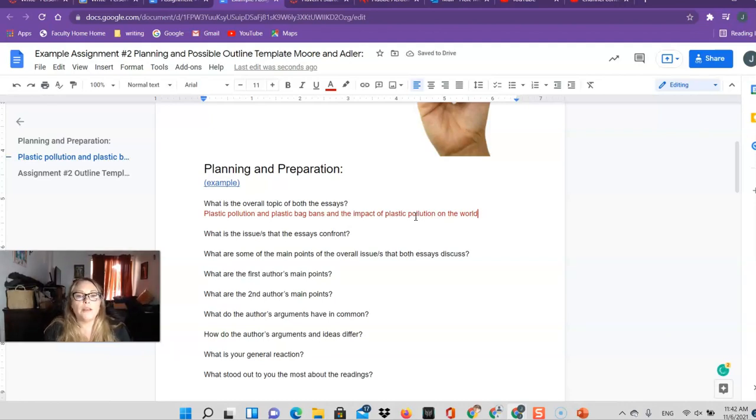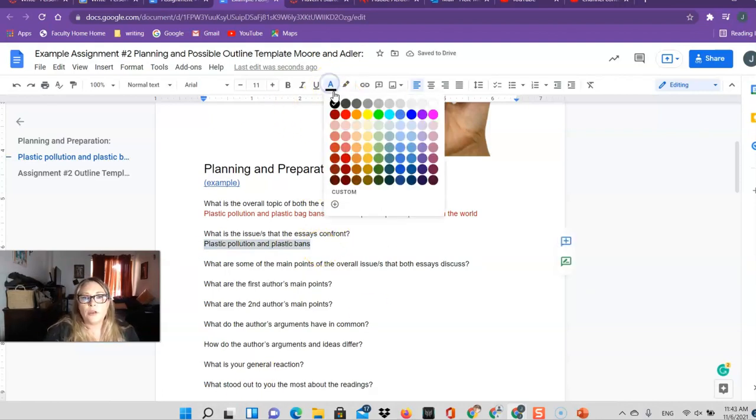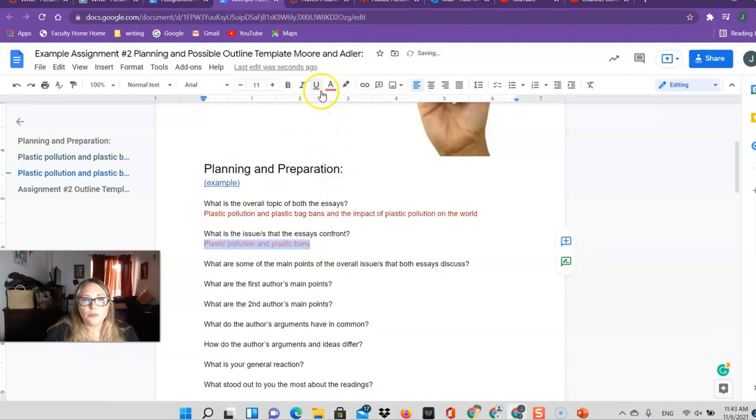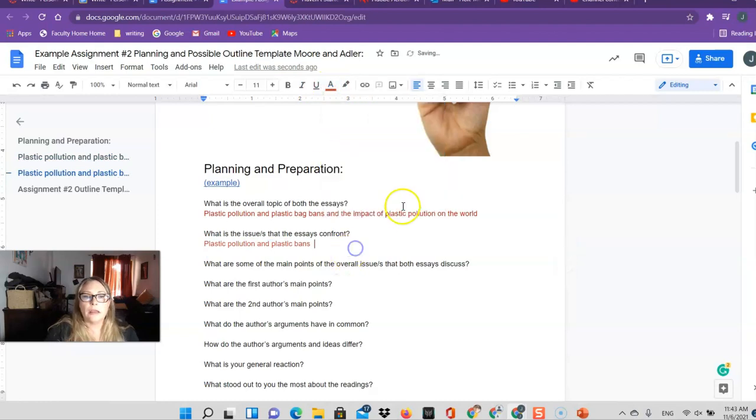So what is the issue that both essays confront? We can kind of talk about that. They're both talking about plastic pollution and plastic bans, right? And so we know both of those essays are going to talk about that, okay? Let's go ahead and, which red did we use, actually? Not sure. I don't think that was it. This one? I don't know.